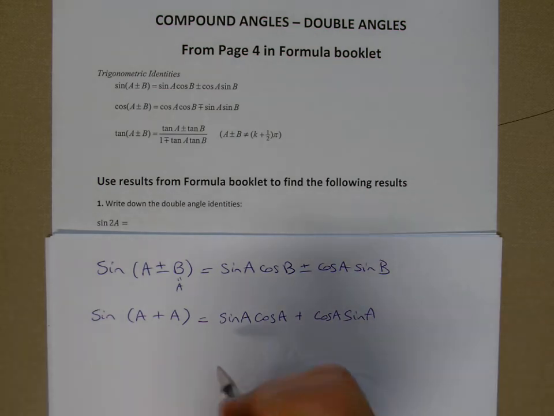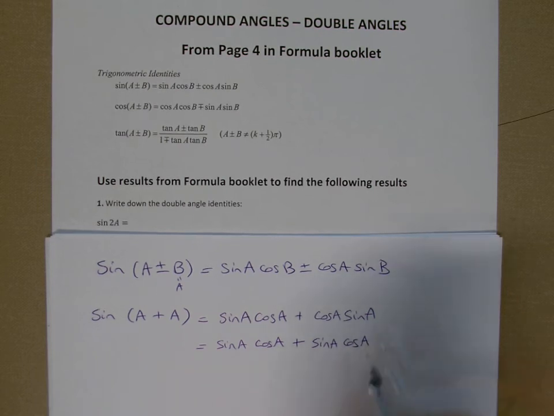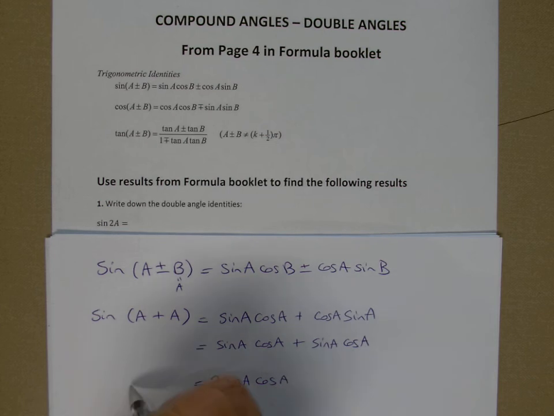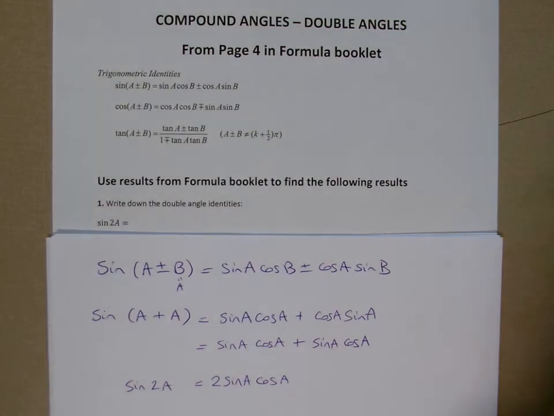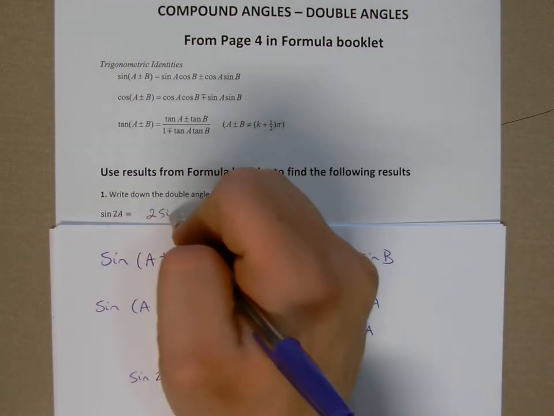We can keep the first one as it is, but you could swap them around. It doesn't matter what order you multiply in. So you could say sine A cos A, and you realize then I've got two of them, sine A cos A, two of them. So we can write this as 2 sine A cos A, which is the result for sine 2A. So sine 2A is 2 sine A cos A, and I'll put that on my sheet here.